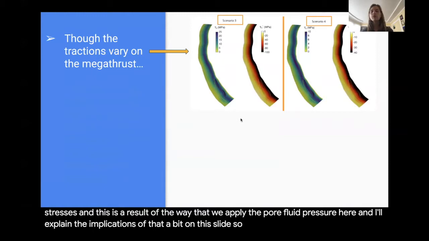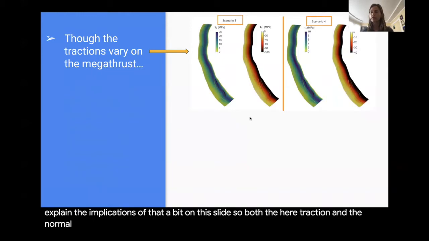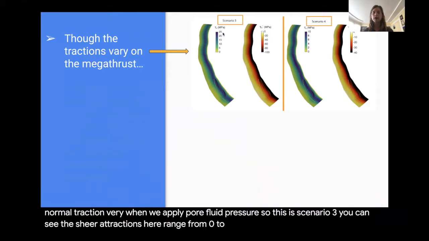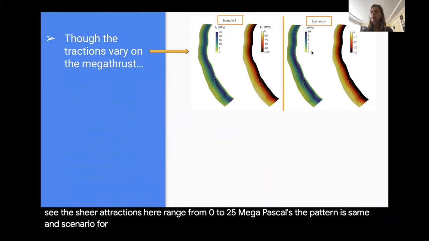So both the shear traction and the normal traction vary when we apply pore fluid pressure. So this is scenario 3. You can see the shear tractions here range from 0 to 25 megapascals. The pattern is same in scenario 4, but the range only goes from 0 to 10 megapascals. This is the same with the normal stress.